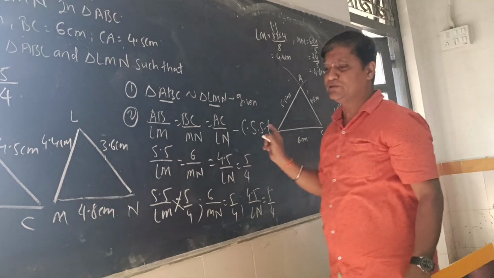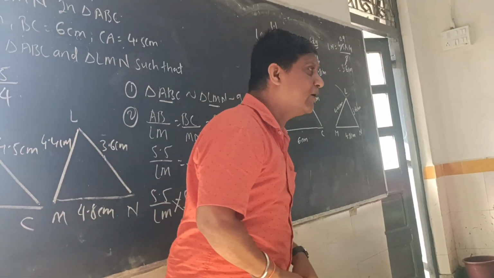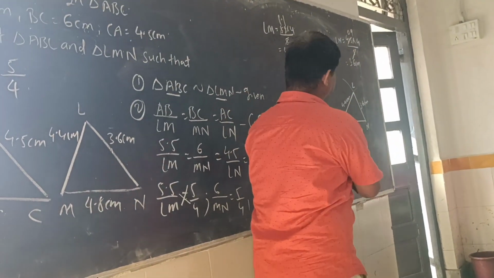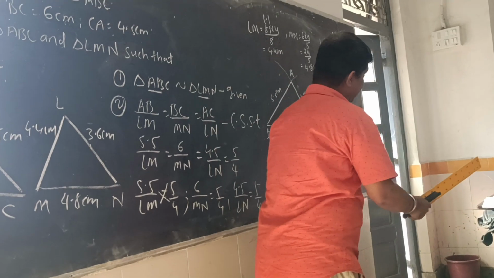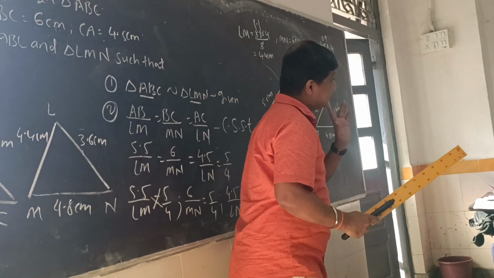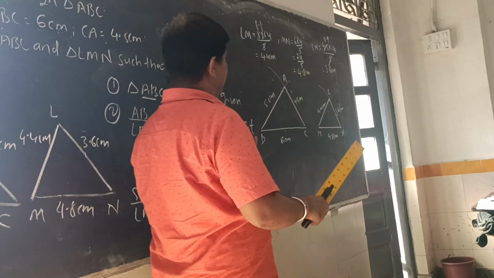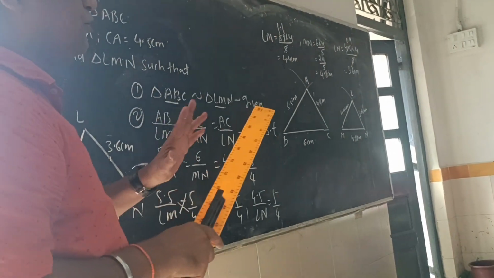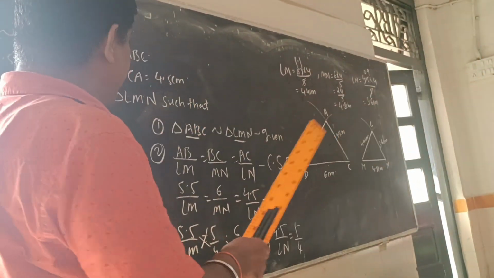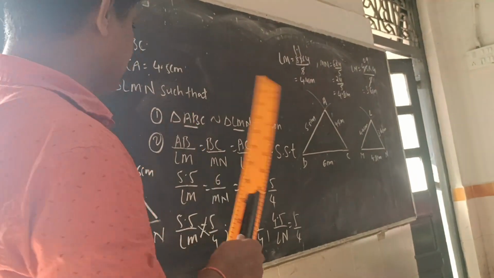Can you see that these two triangles are called similar? Why similar? Because their measurements are different, but their shape is the same, but the sizes are different. And that's why in this way you can draw two different triangles by using the similarity concept. Understood? Yes. Now draw.